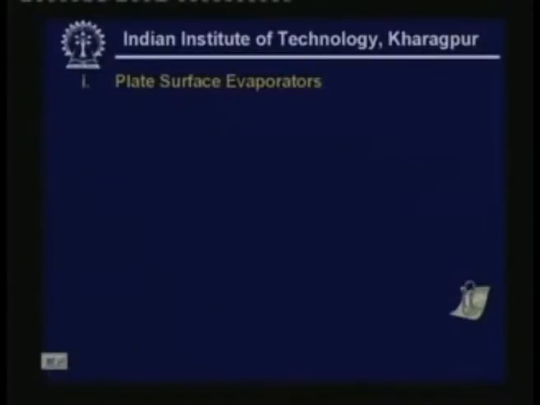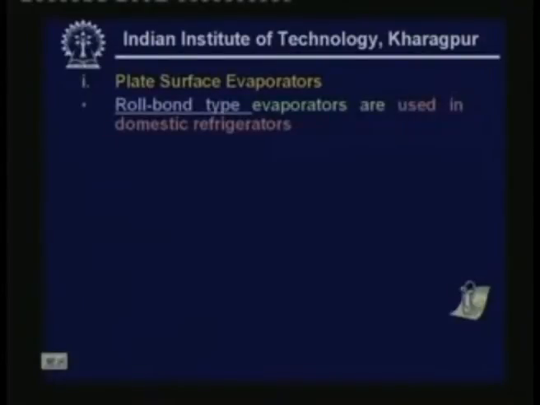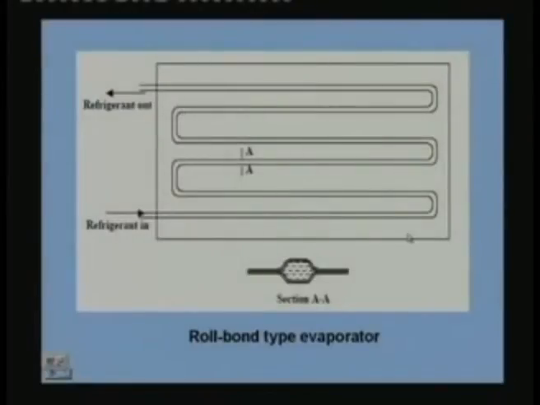Now let us look at plate surface evaporators. One type of plate surface evaporator is also known as the roll-bond type evaporator, and this is normally used in conventional domestic refrigerators, that means not automatic refrigerators, but refrigerators in which defrosting has to be done manually. Let me show the picture of a roll-bond type evaporator. This is a roll-bond type evaporator.